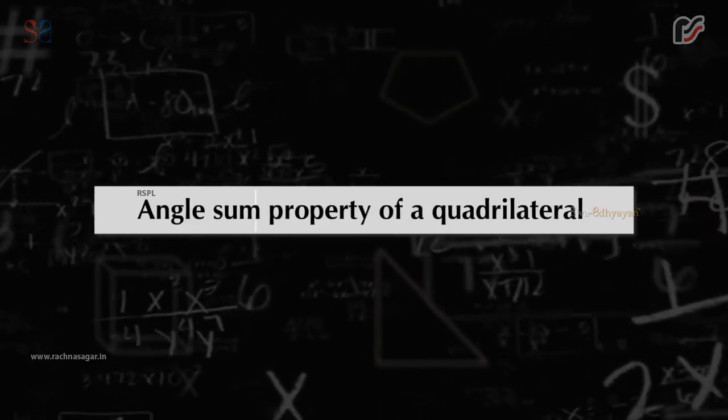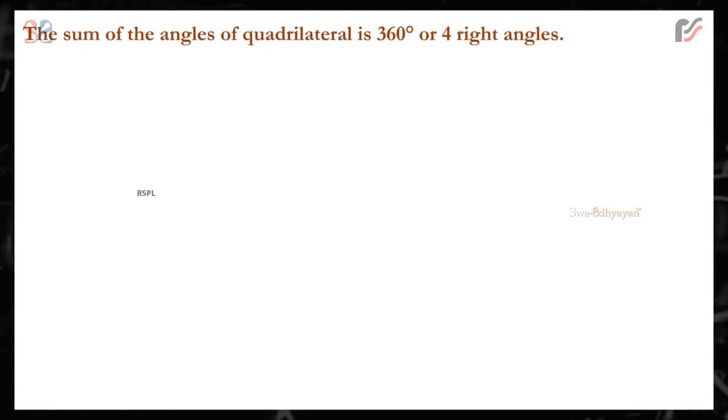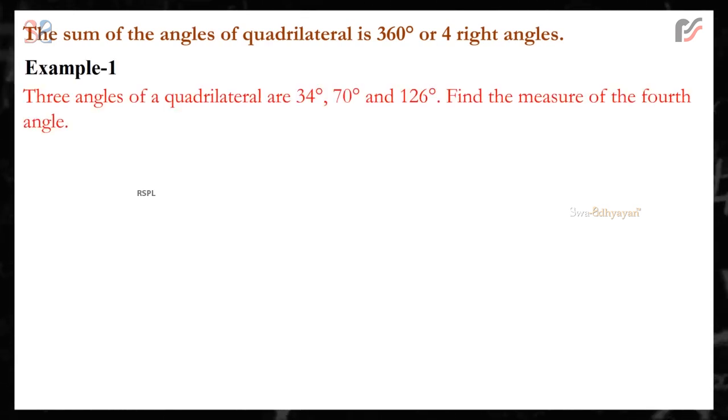Angle sum property of a quadrilateral. The sum of the angles of a quadrilateral is 360 degrees or 4 right angles. Example 1. 3 angles of a quadrilateral are 34 degrees, 70 degrees and 126 degrees. Find the measure of the 4th angle.